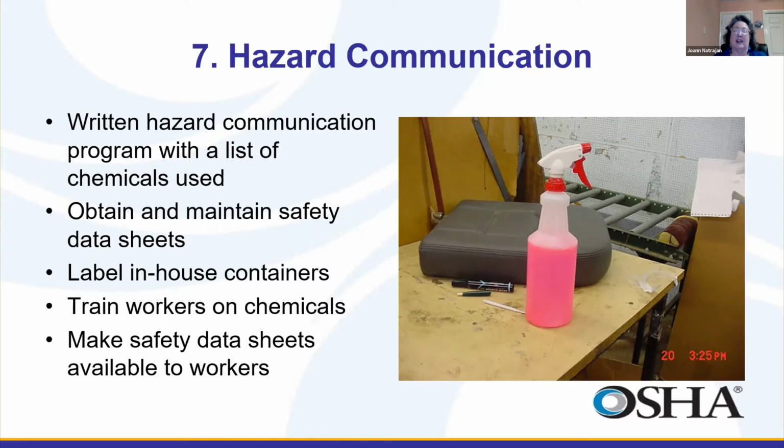If you have any in-house containers like this squirt bottle of pink something or other, then it needs to be labeled as to what it is. Usually you're going to copy the manufacturer's label on the original container and just slap that on there. That suffices. You have to train workers on how to read safety data sheets so that they can get and use the information they need to protect themselves from the hazards as well.